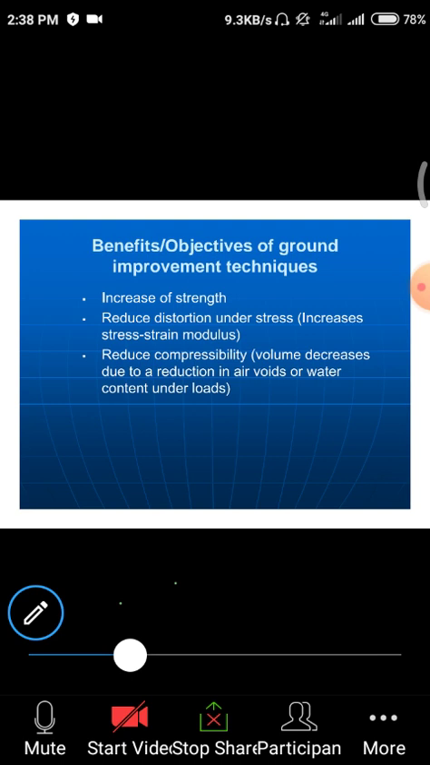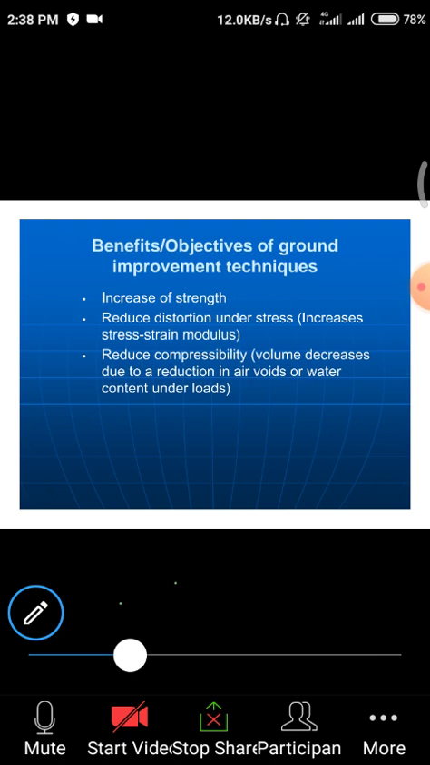What are the benefits of these ground improvement techniques? First of all, we increase the strength and reduce the distortion and undesirable stresses. Next, we reduce the compressibility. Compressibility is normally observed in columns. Columns have the compressibility property, while beams have the flexibility property. We need to understand those things according to these properties.